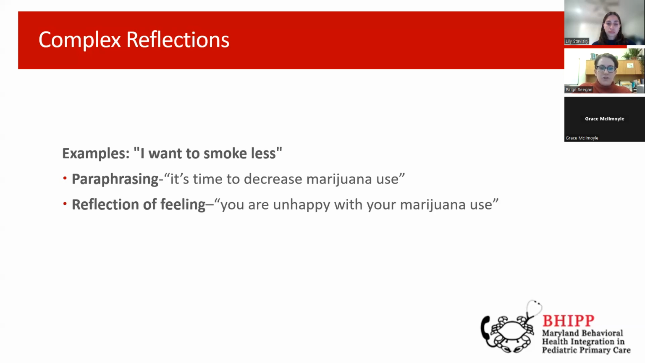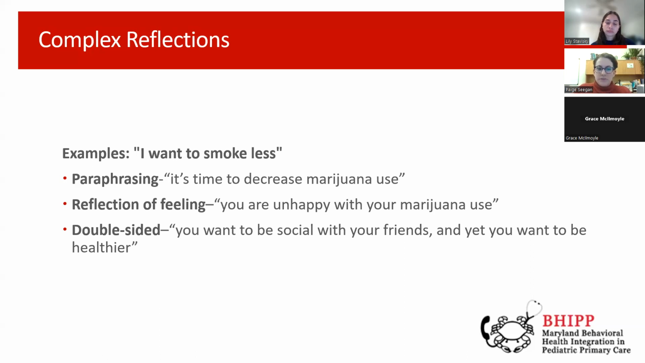There's also reflection of feeling. So, you are unhappy with your marijuana use. Now, in that example, there was no mention of happiness or unhappiness. You're inferring you are unhappy with your marijuana use. So that's a type of complex reflection. And then there's also double-sided reflection. So, you want to be social with your friends, and yet you want to be healthier. This is assuming the smoking is happening in social contexts. So that's a way you can add a little bit more into the reflection.